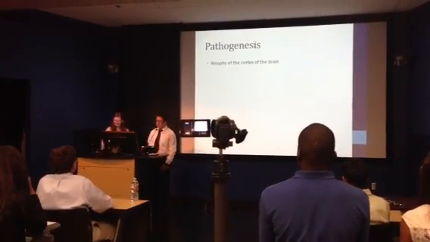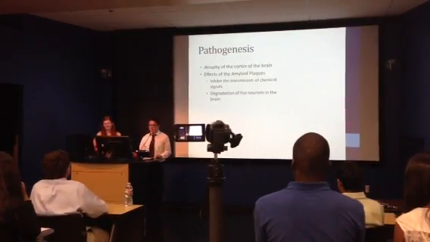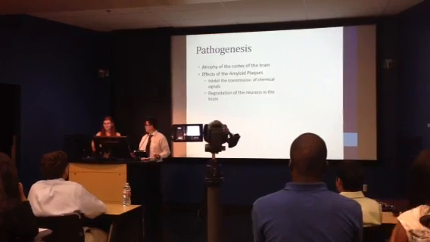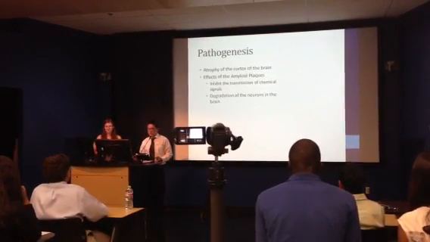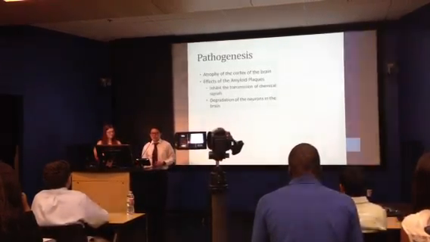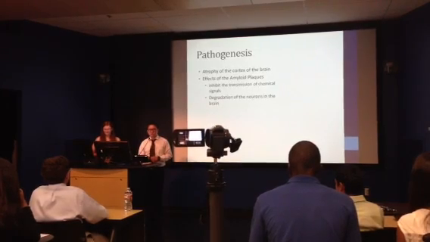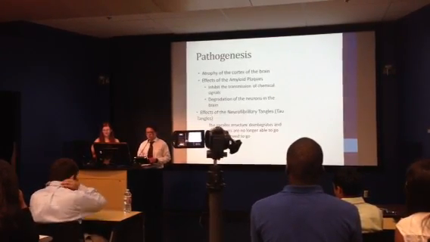So pathogenesis, with Alzheimer's disease, there is atrophy of the cortex of the brain. Also, the effects of the amyloid plaques is that they inhibit the transmission of chemical signals between the neurons in the synapse. And also there's a degradation of the neurons in the brain, which causes basically your cognitive functions to decrease, and it decreases along with time.